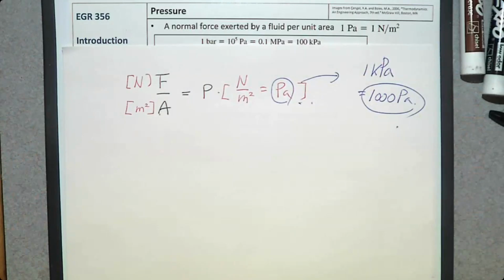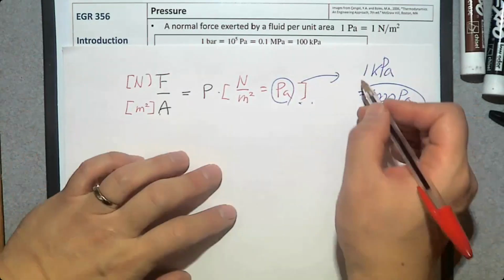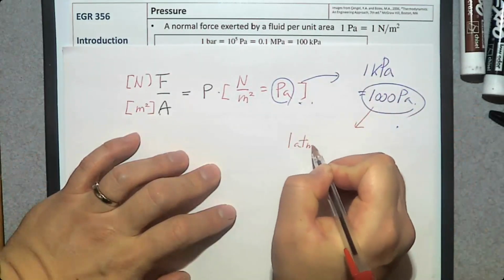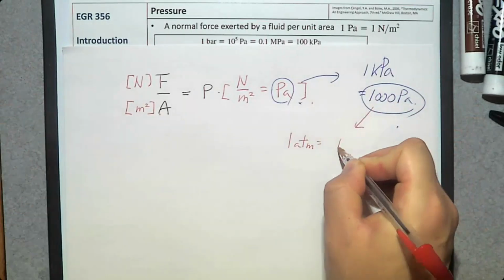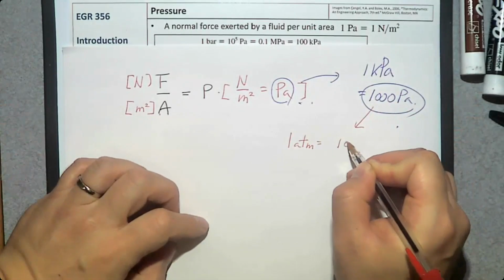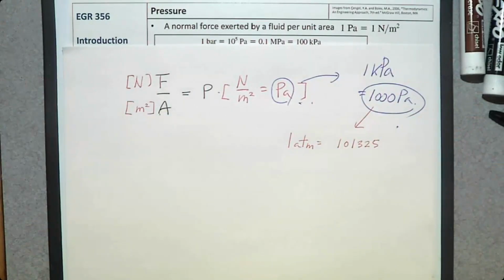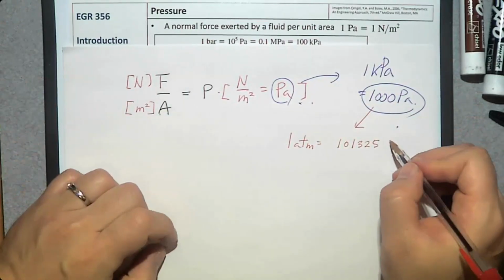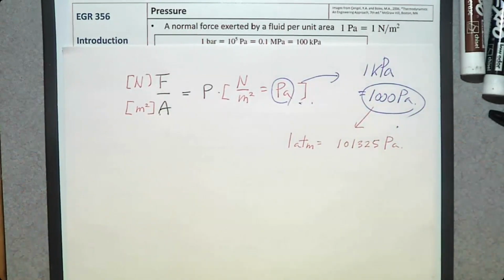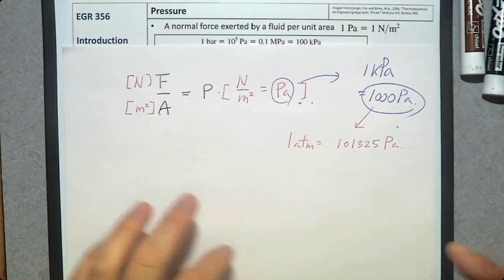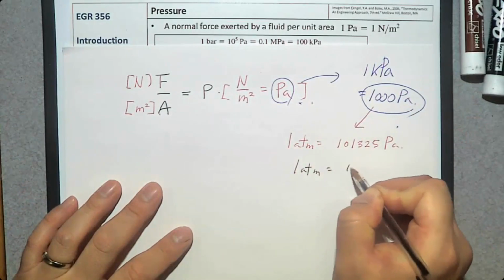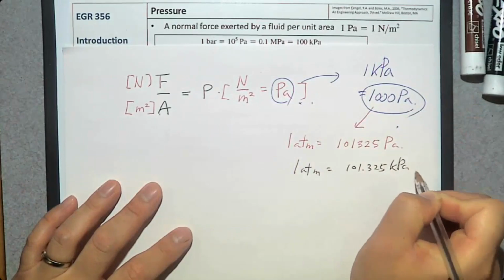At sea level, 1 atm is 101,325 Pascal. So 1 Pascal is a very small number, so we generally use kilopascal or megapascal. In kilopascal, 1 atmospheric pressure is 101.325 kilopascal.